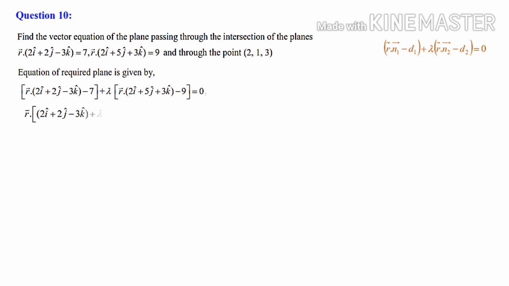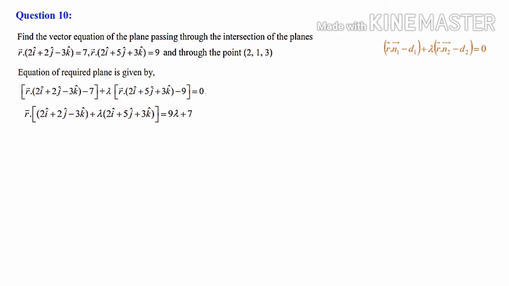Let's take common vector r into (2i cap + 2j cap − 3k cap) as the balance, plus lambda into (2i cap + 5j cap + 3k cap) as the balance. So vector r I have taken outside. Here the balance is this term, and here the balance is lambda into this term.